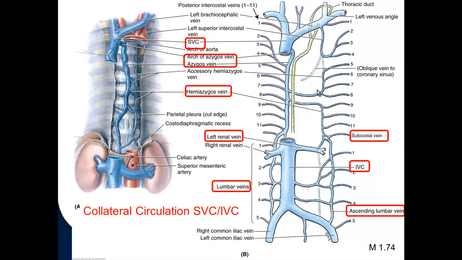Now there is also an accessory hemiazygous. I mentioned this only for completeness, but it's going to be draining the more superior intercostal veins on the left side, usually about 5 through 8. It'll cross midline around thoracic vertebral level 8, and typically does also empty into the azygous vein.